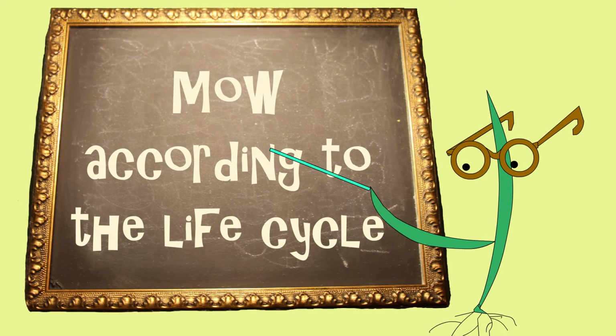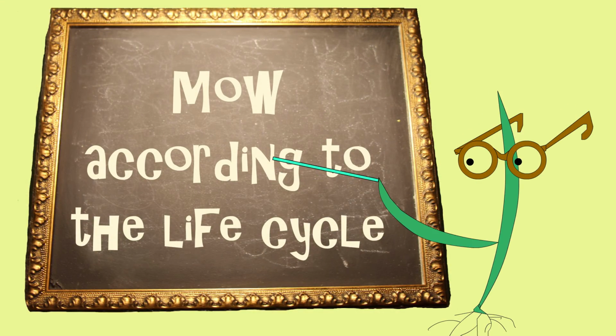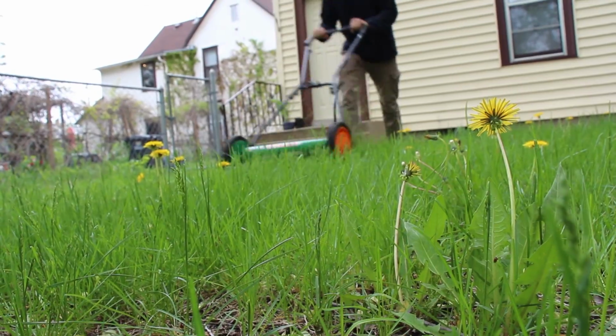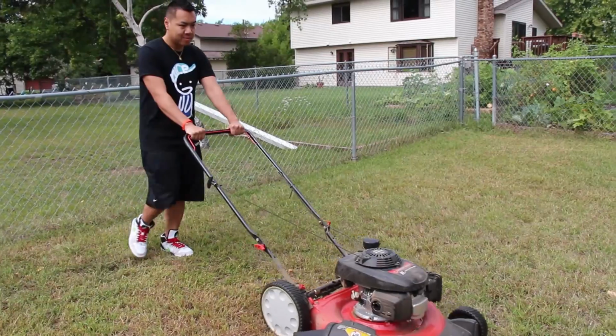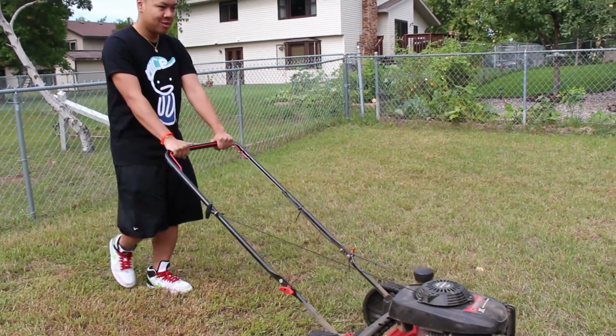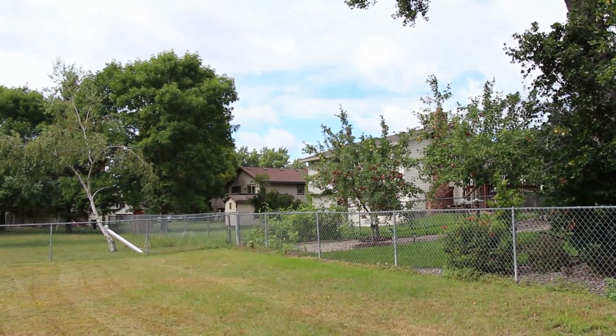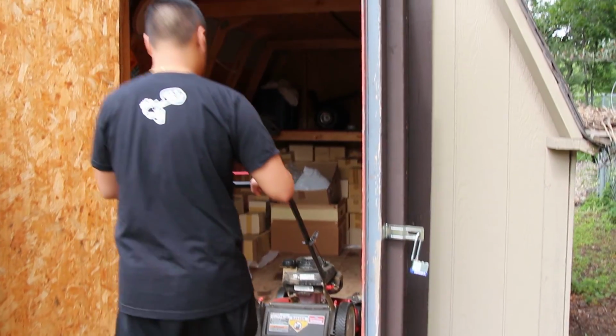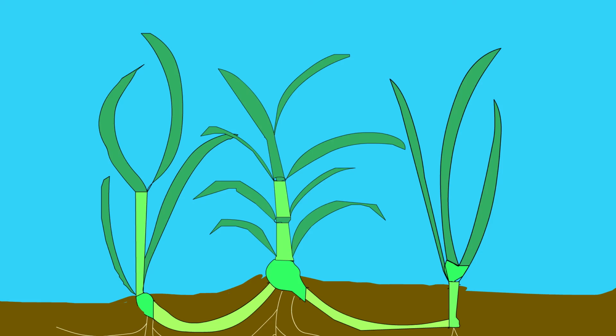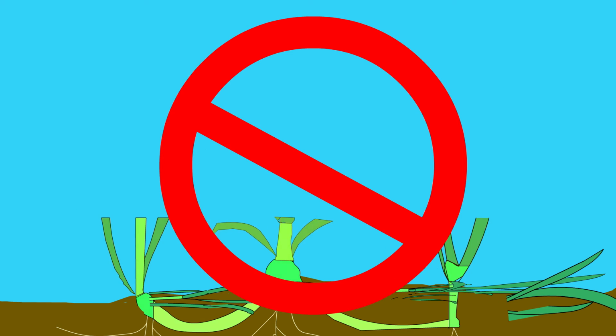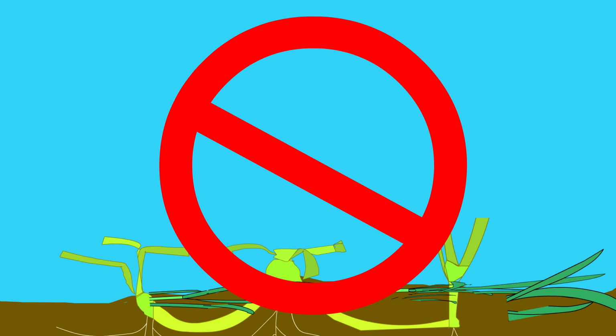The fifth principle is mow according to the life cycle of grass. You will mow more often in the spring and fall and less often in the summer when heat and lack of water stress the plant and slow down its growth. We can reduce the amount of mowing, relieving the mowing stress during these periods which are already fairly stressful. Mowing your lawn too often or too short in the summer can kill your grass.